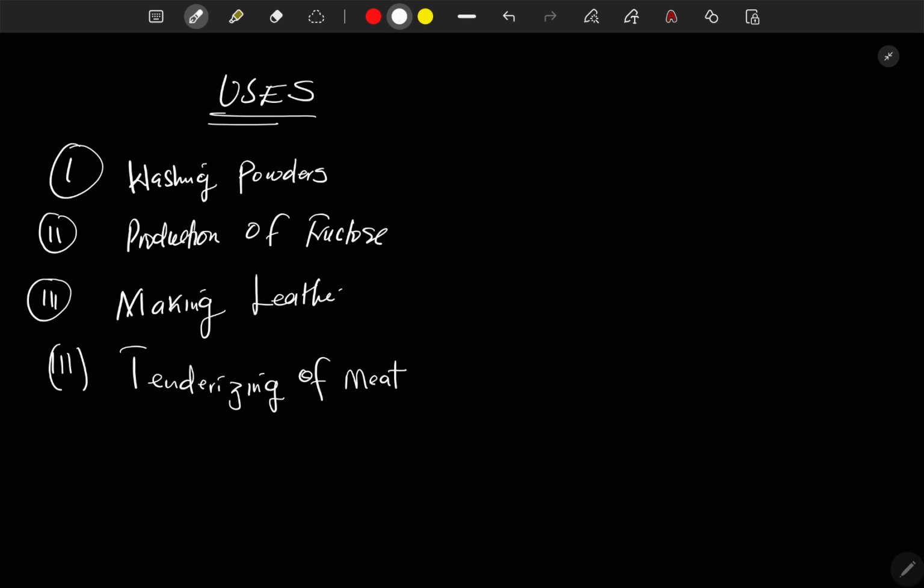There are quite a number. Enzymes can also be used in baking and brewing. For example, zymase, the one found in yeast, you can use it in baking and brewing. So there are quite a number of uses for enzymes. You can look them up.